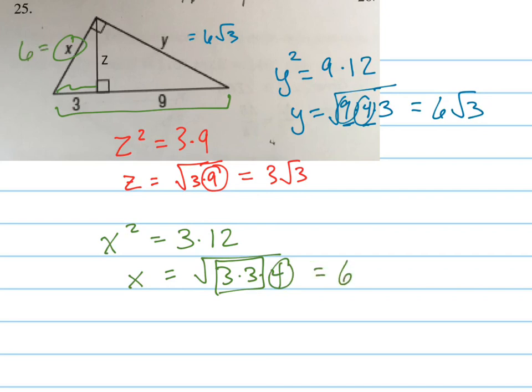So there are your answers. 3 root 3 is the altitude. 6 root 3 is y. And 6 is x.